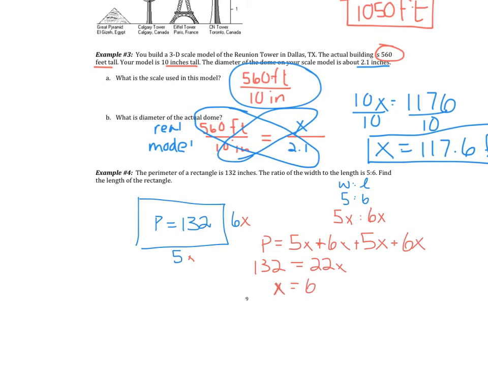So 6 is not the actual width or length. Remember that the width and length were divided by this value of 6. So if I want to find the width, if the ratio is 5 to 6, I'm going to do 5 times 6, so it's 30 for the width. And then the length is 6 times x, so 6 times 6 is 36.